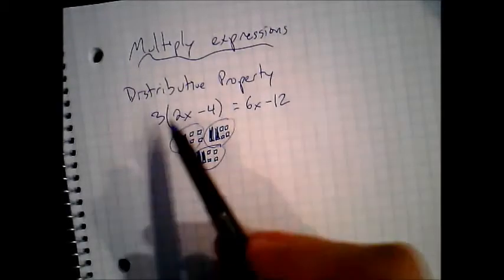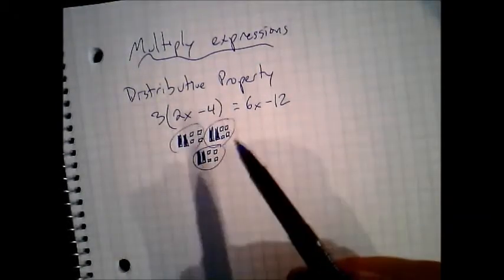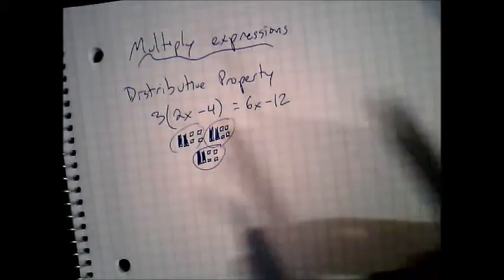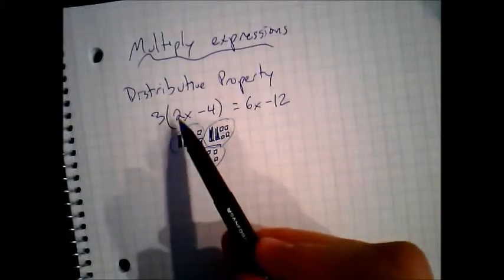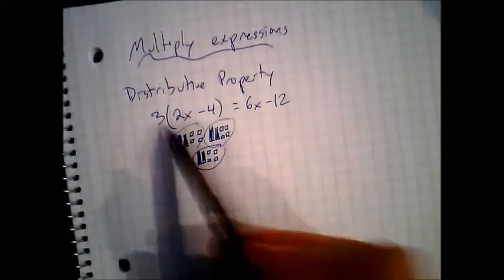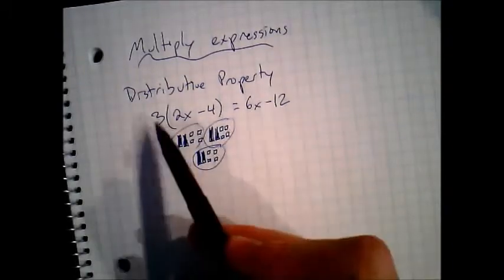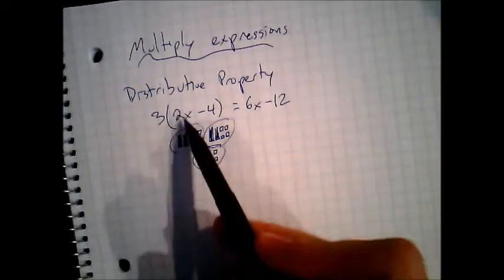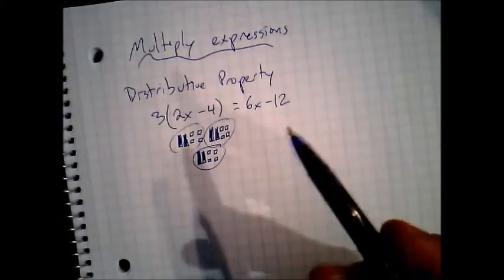So if we notice, we're building this group 3 times. It means we have 3 of all the pieces or all the terms on the inside. So all we're going to do is multiply everything on the inside by 3. 3 times 2x is 6x. 3 times minus 4 is minus 12. And that's what the distributive property is. We're distributing this 3 into each of the inside terms because we have 3 of everything.